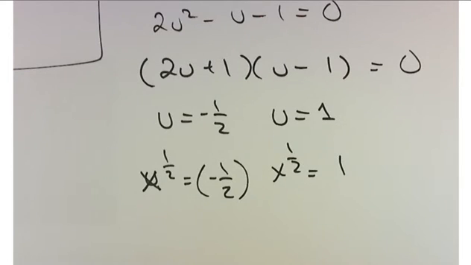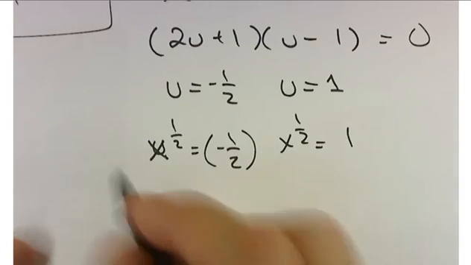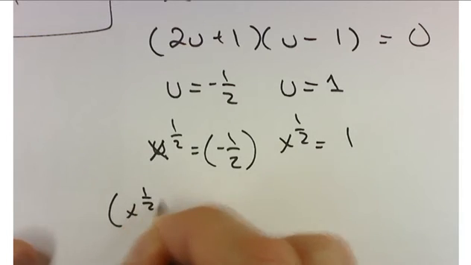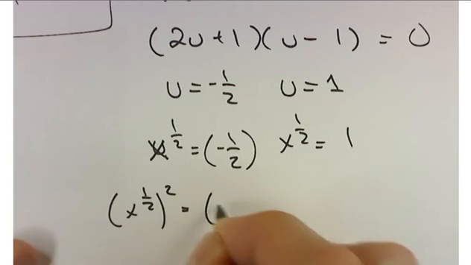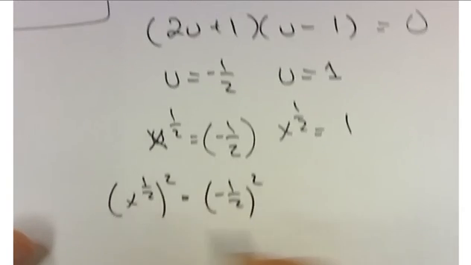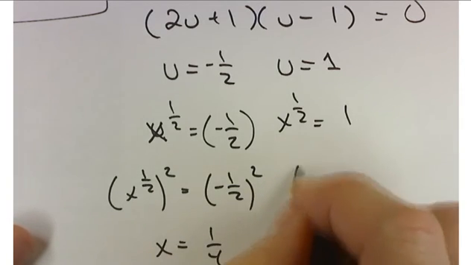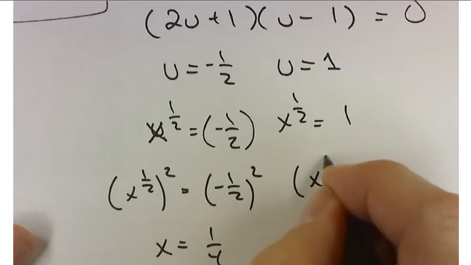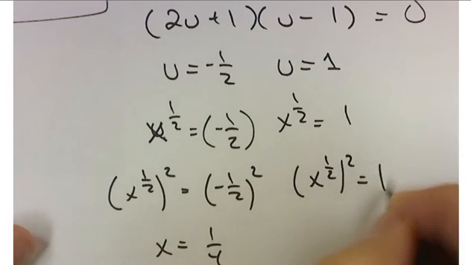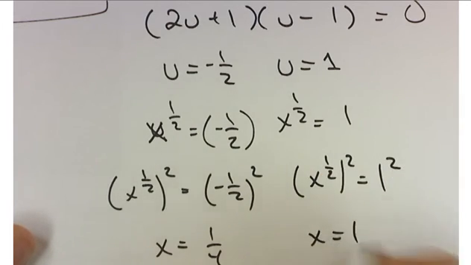Nice. What would be the reciprocal power on this one? 2. So basically you're going to square both sides, right? So you're going to have x to the 1/2 squared equals negative 1/2 squared. So x is 1/4. And likewise over here, when I square both sides, I get x equals 1.